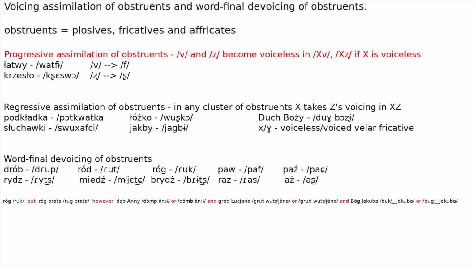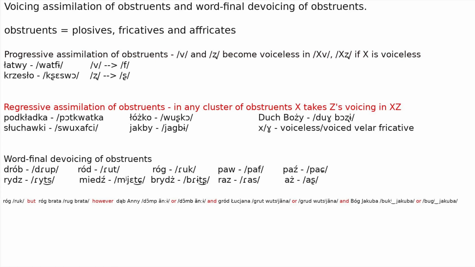The first one is progressive, and it occurs in Polish when v or ż is preceded by a voiceless consonant, and then v or ż changes to a voiceless version, so it's f or sz, as in words łatwe and krzesło. So v tends to f, łatwe, ż changes to sz, krzesło. Regressive assimilation works everywhere else.